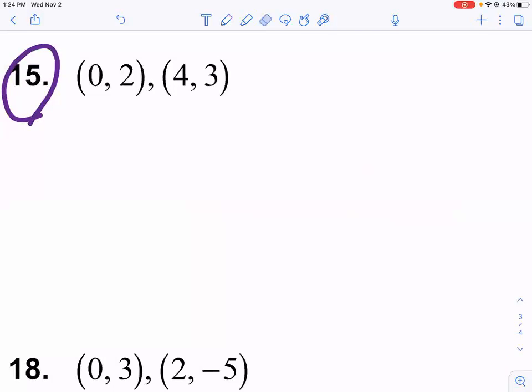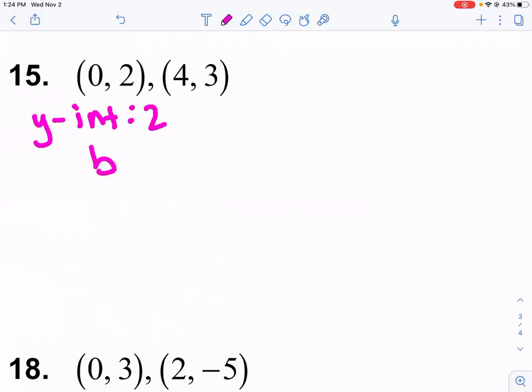Reagan, what did you identify first? Like the y-intercept? And what is our y-intercept? Okay, so we know that b is 2. Amelia, why is b 2? Why did Reagan identify b to be 2? Awesome.